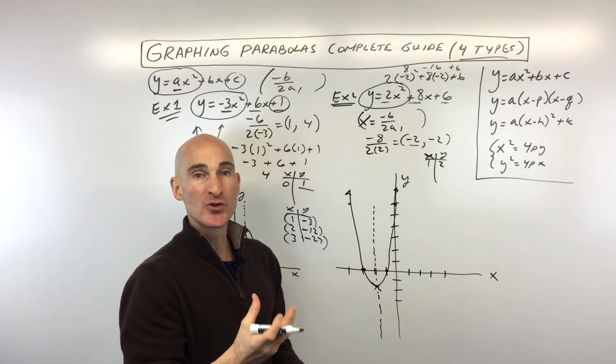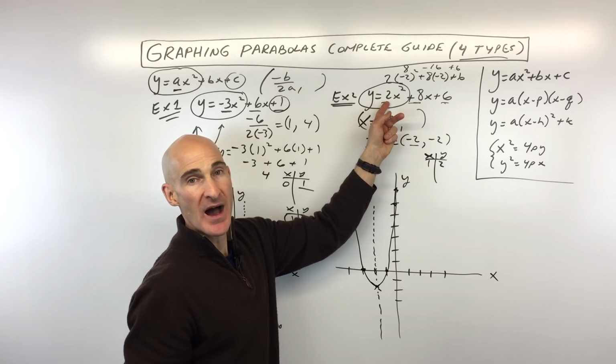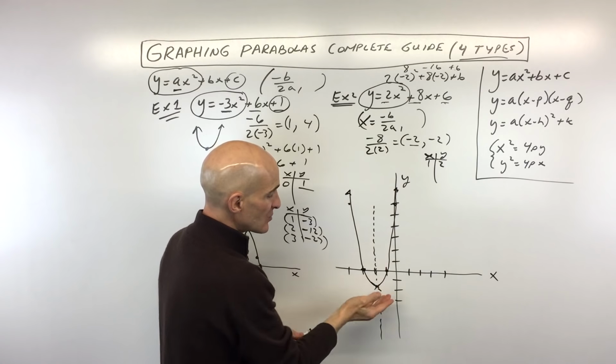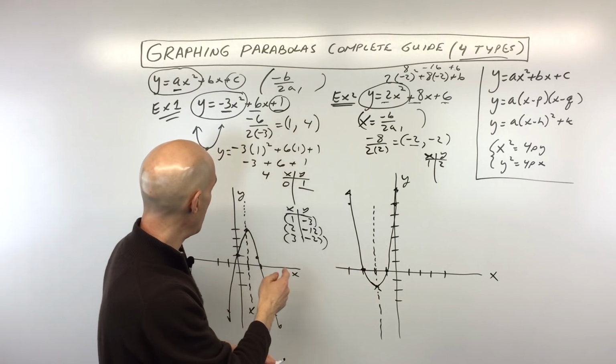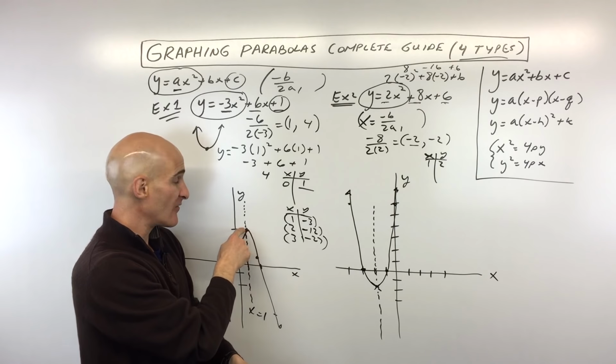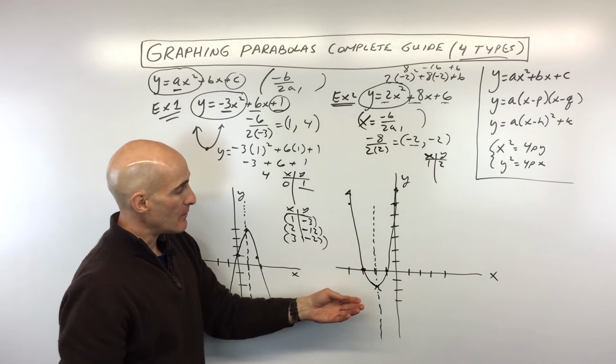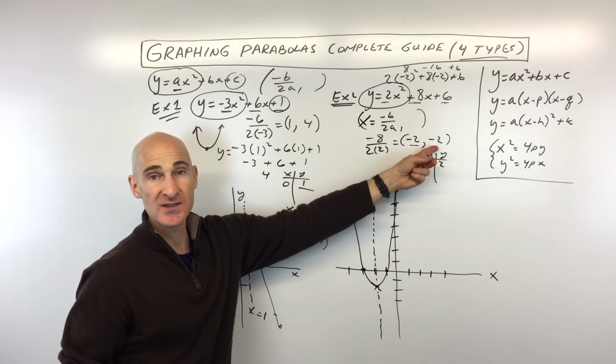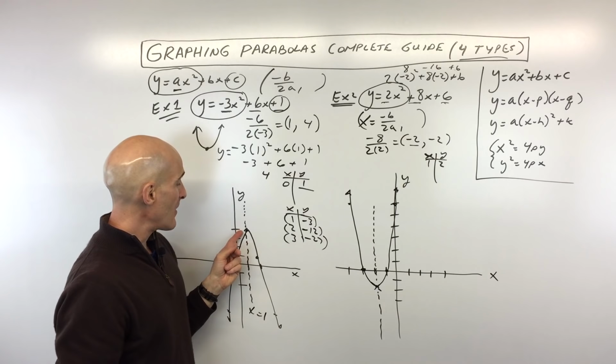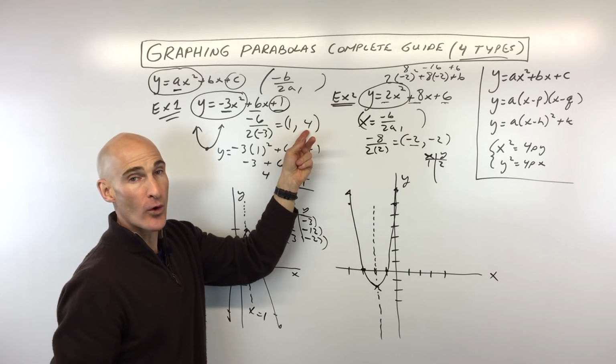It's opening up, which we knew was going to happen because the a value is positive. When the graph opens up like this, you're going to get a minimum value. When the graph opens down like the first one, you're going to get a maximum value, a high point. And that minimum value is just whatever the y-coordinate is. It's negative 2. In the first case, the maximum value is the y-coordinate, which was 4, right?